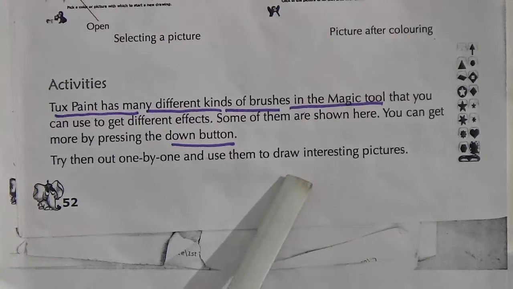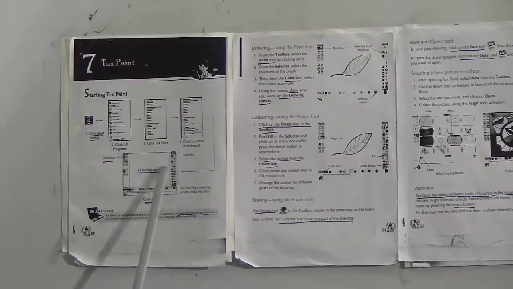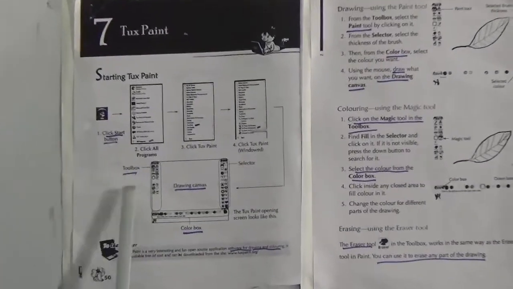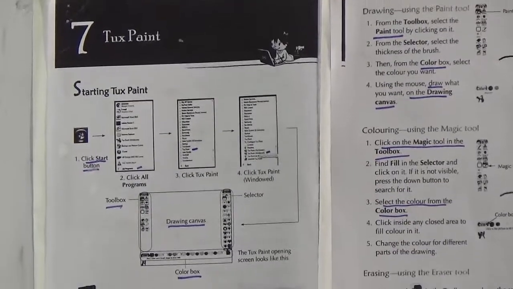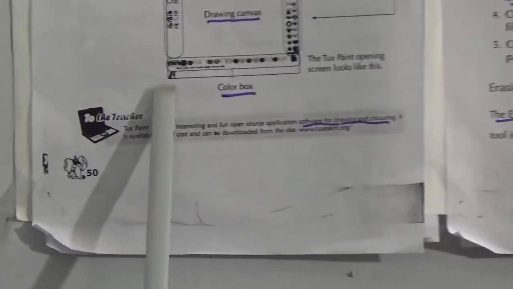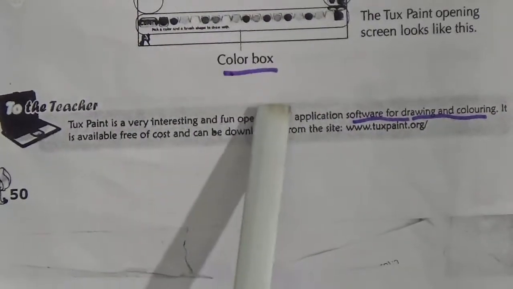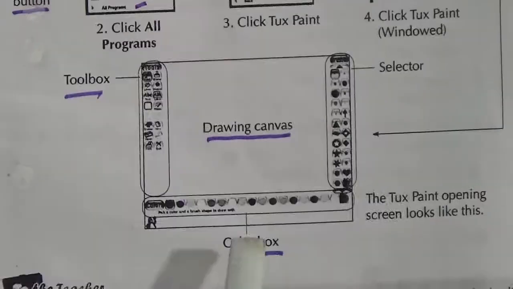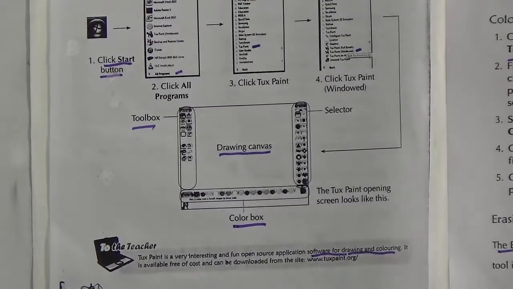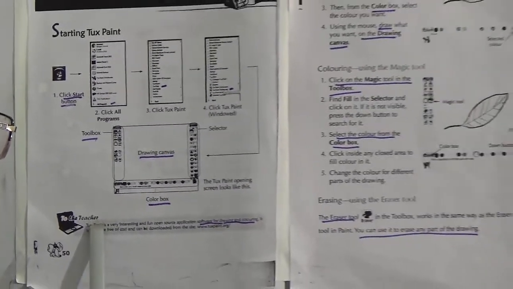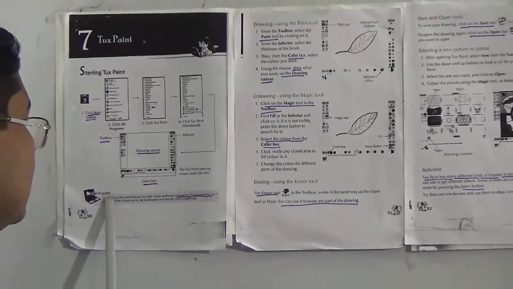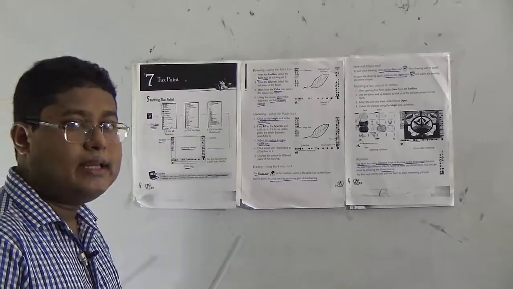So what have you learned? We can summarize the task pane program. You have to first go to the task pane program and click the start button to open the task pane program. Then a toolbox will be opened. You will find the drawing canvas and the color box. In the drawing canvas you will draw, and from the color box you can color any color you like. And the task pane program is an open source application software for drawing and coloring.